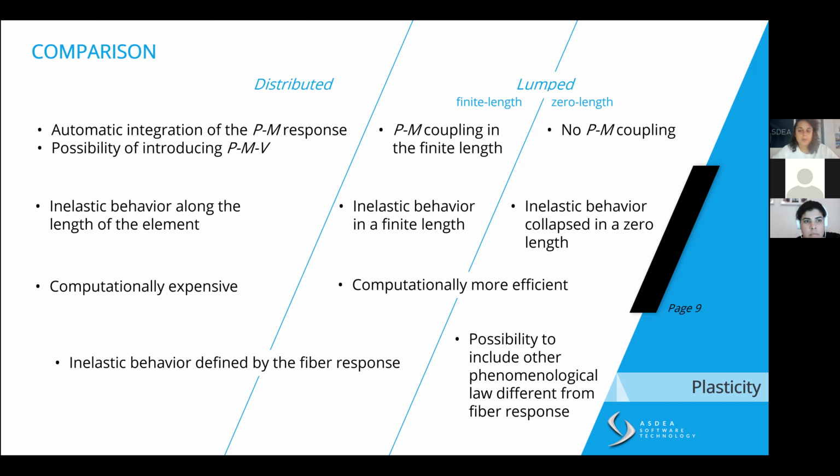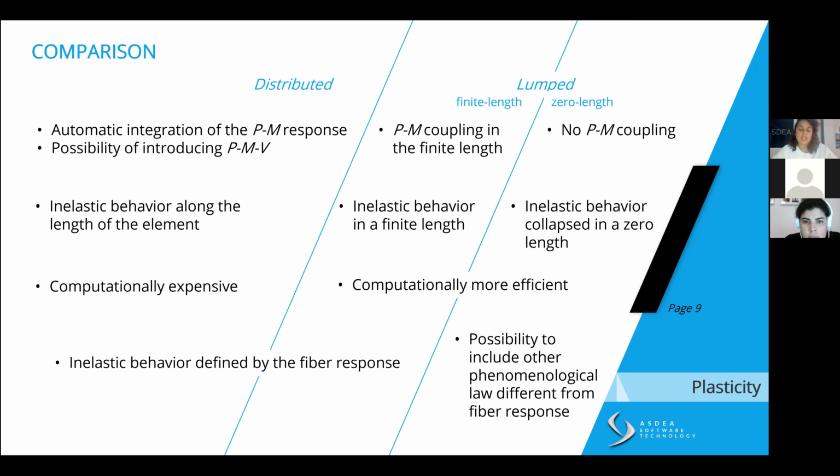So just to sum up what we said until now, and adding a bit more to compare these two approaches. With a distributed approach, we have an automatic integration of the PM response, and we can also introduce shear. Instead, with a lumped approach, we have a coupling in the finite length if we use a finite length, but otherwise, if we have a zero length, we have no coupling. The inelastic behavior is distributed along the element in the distributed approach, or lumped in a finite length or a zero length, collapsed in a point.